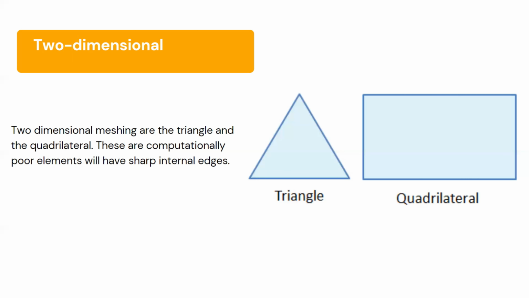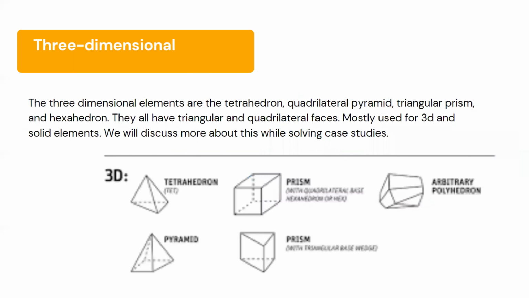We use this kind of meshing with triangular as well as quadrilateral shapes because they are poor elements with sharp internal edges and sharp corners. This is very important. You will understand it better when I give you the idea about meshing and element types in detail. Now, 3-dimensional.